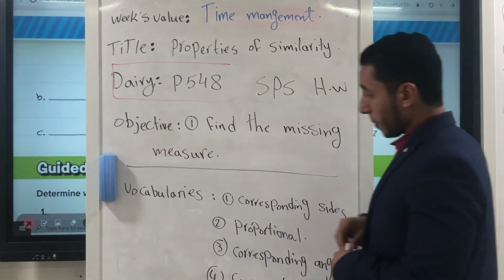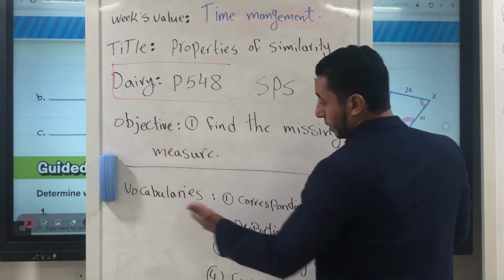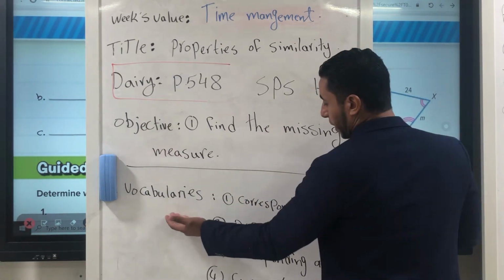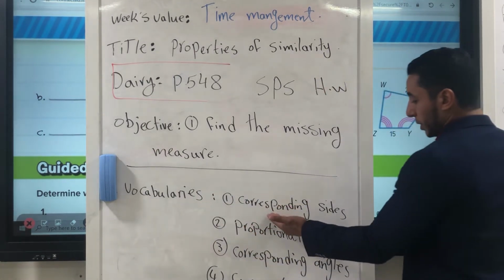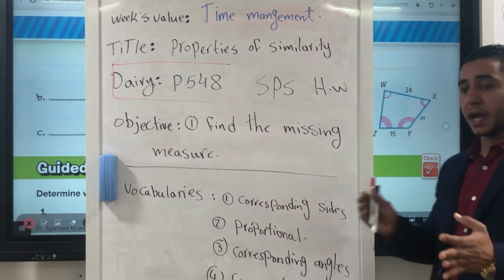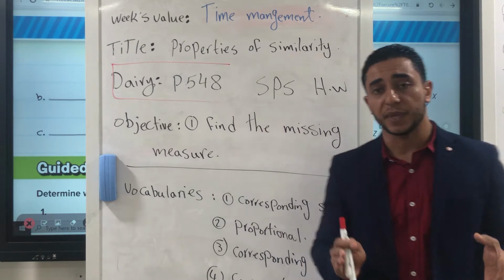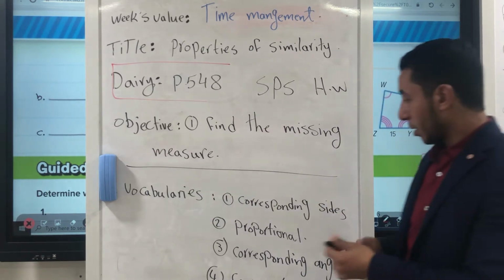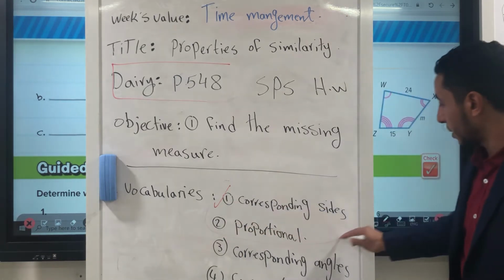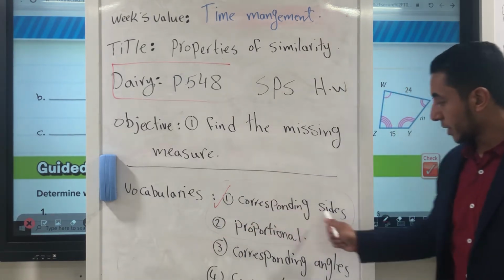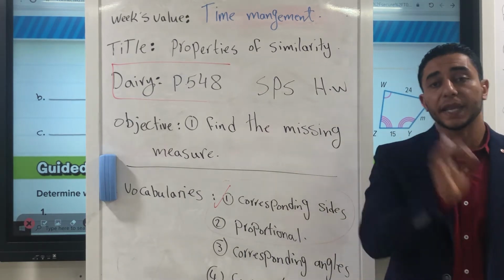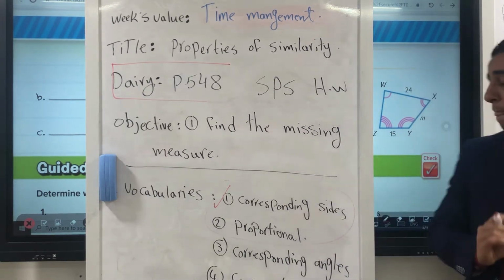Good. And here, let's remember and warm up. My new vocabulary today is corresponding sides. If we have two similar polygons, that means two conditions. Number one is corresponding sides are proportional. As I said, proportional means they have the same ratio.